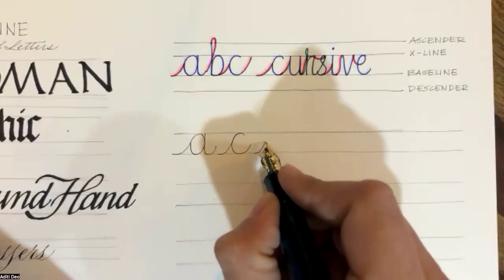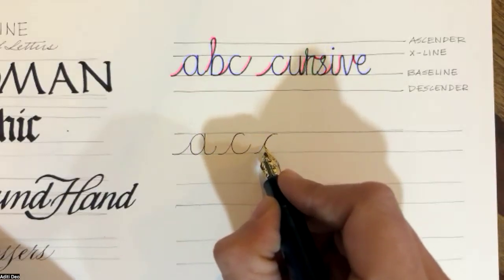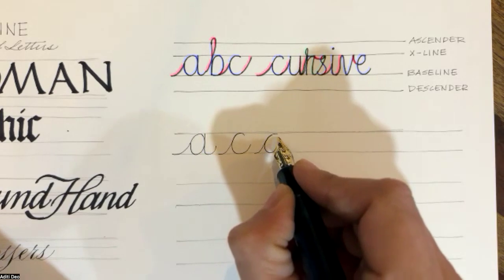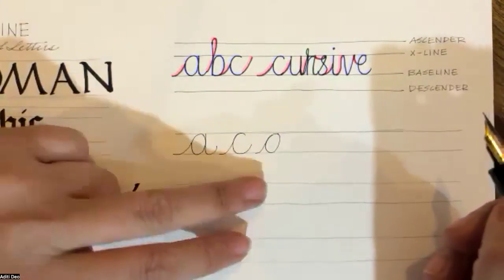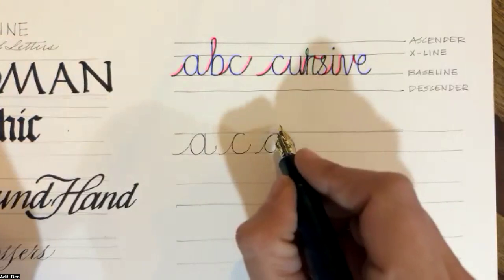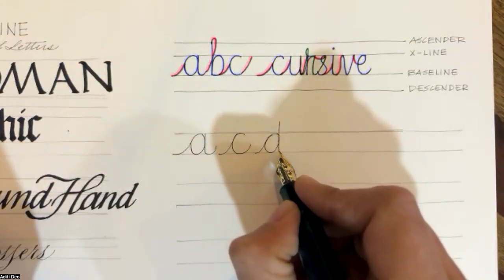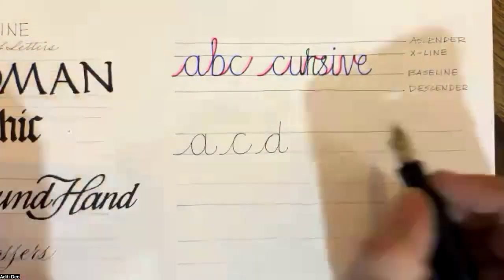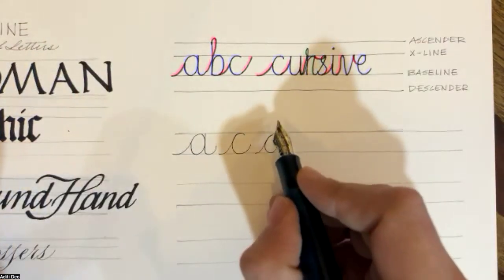Then we will write a D. So the D is just like an A. You make an oval and then you draw a line from the top. And don't make it too tall because it does not look nice. And D will not have a loop.